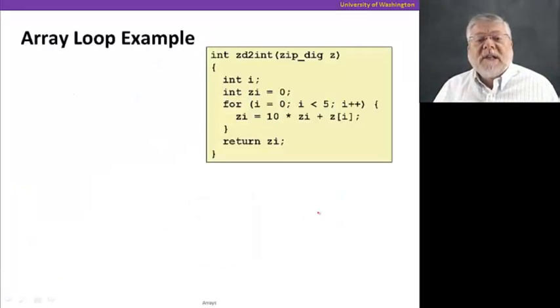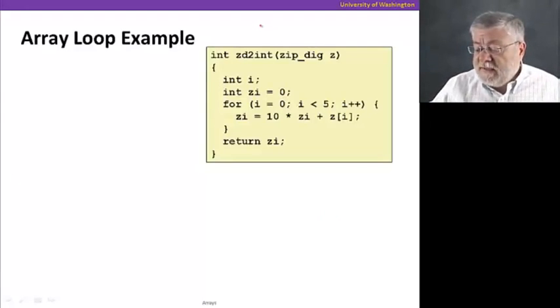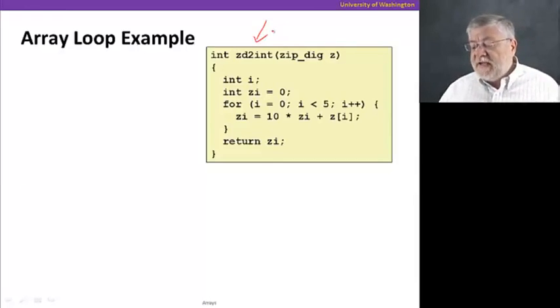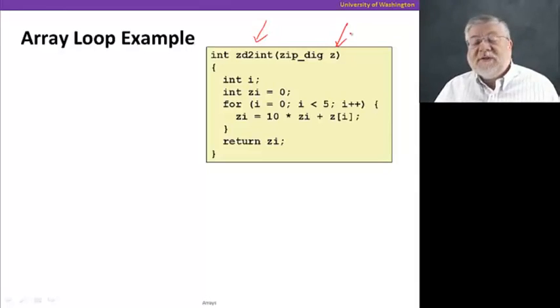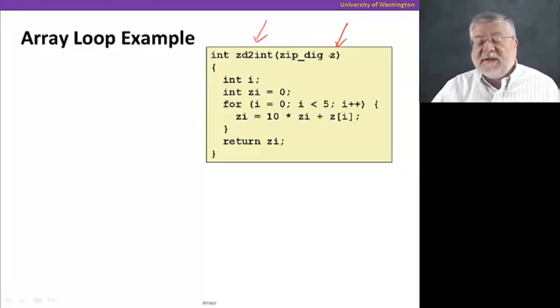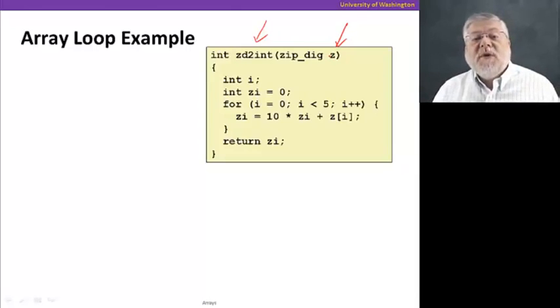Let's go on to look at a slightly more complex example. In this case, we have a function zd to int, which takes an array of type zip digits and turns it into an integer. So for example, the UW array that had 98195 as the 5 digits would now, if given as an argument to this function, return the integer 98,195.